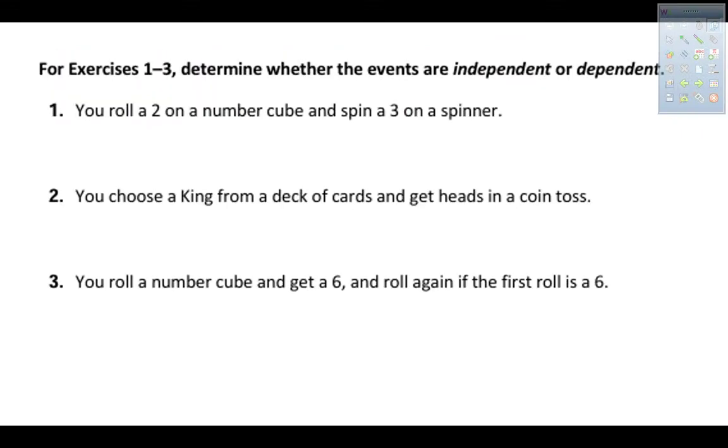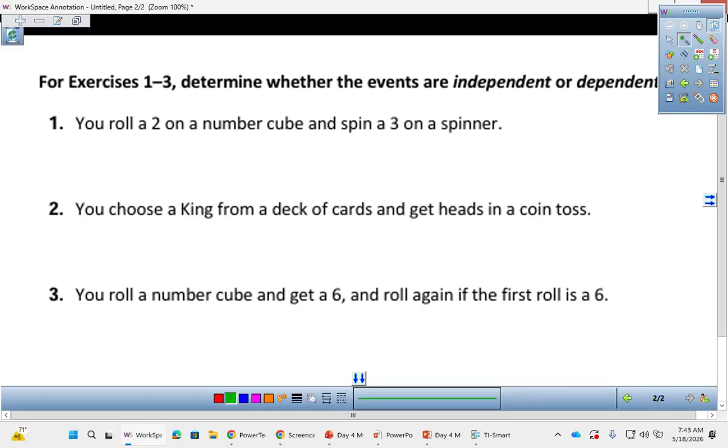All right, so it says for exercises 1 through 3, you're writing independent or dependent. All right, so first one says you roll a 2 on a number cube and spin a spinner. Independent or dependent is: does the outcome of the first event impact what's going to happen in the second? So does me rolling a 2 on the number cube affect what I spin on my spinner? No. So these are independent events. If they have no effect on each other, we call them independent.